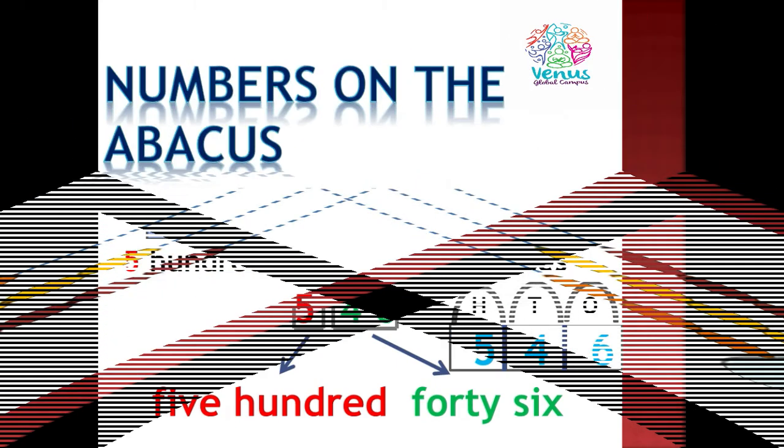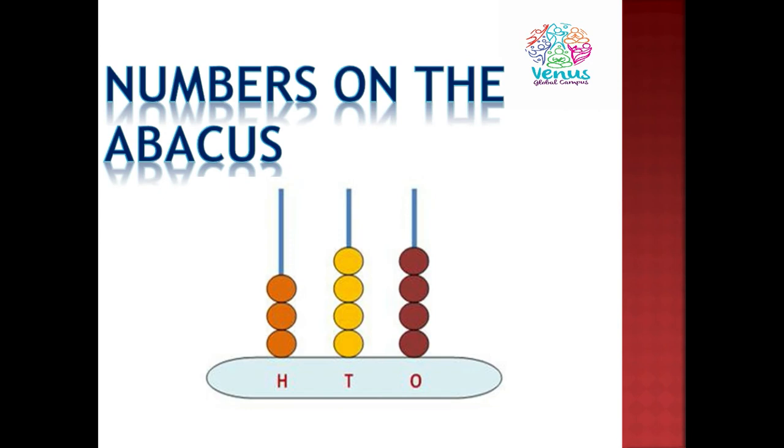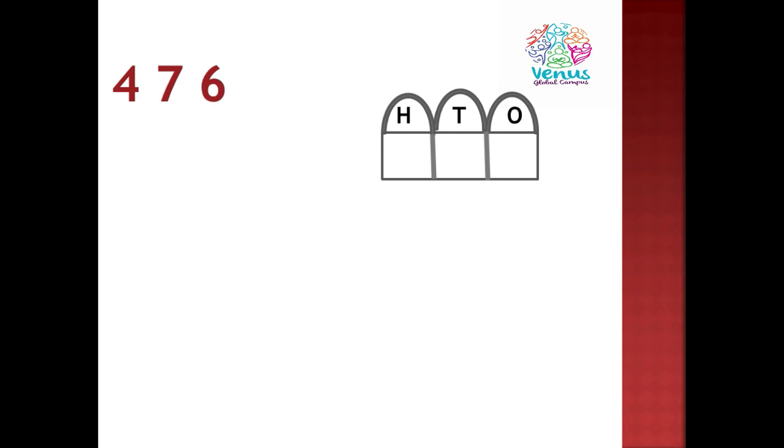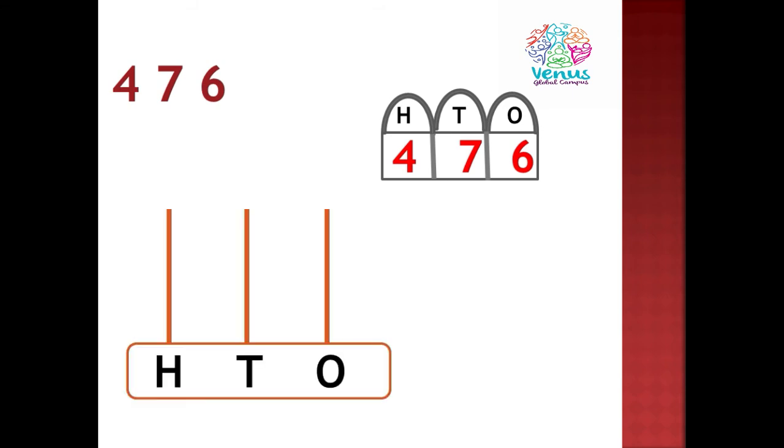Children, now we are going to learn about numbers on the abacus. See here, the number is 476. In this, 4 is in the hundreds place, 7 is in the tens place, and 6 is in the ones place. This number we are going to represent on the abacus.